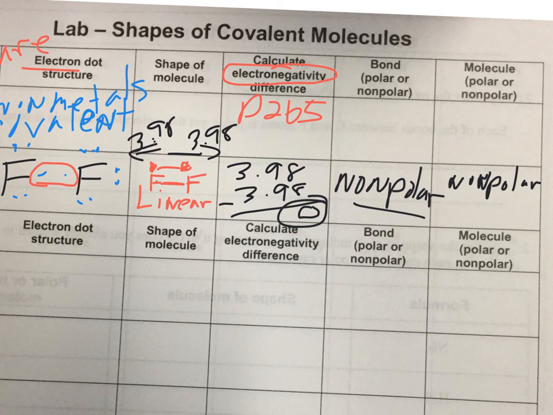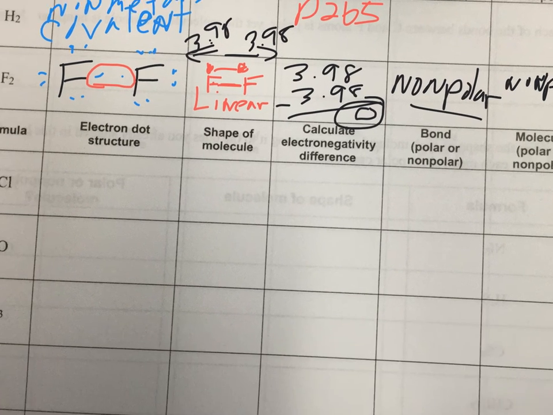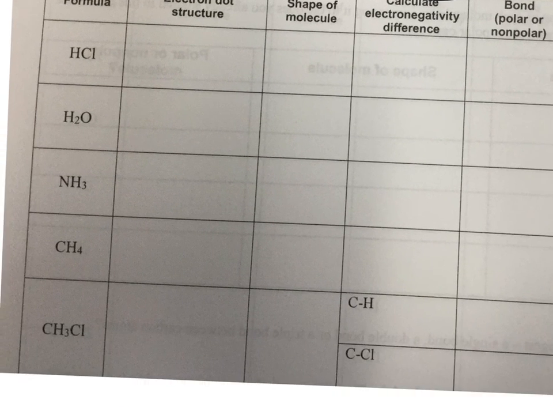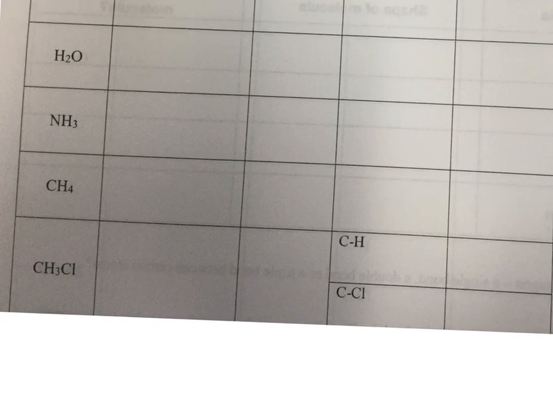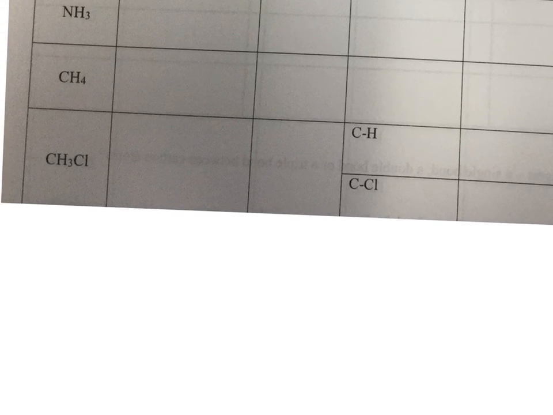Yep. Pick one on your page that you'd like for me to do. Another example. Pick one that's on your paper. CH3Cl. Okay, let's do that one. CH3Cl is actually right here. Okay, and let's go ahead and take a picture of that.